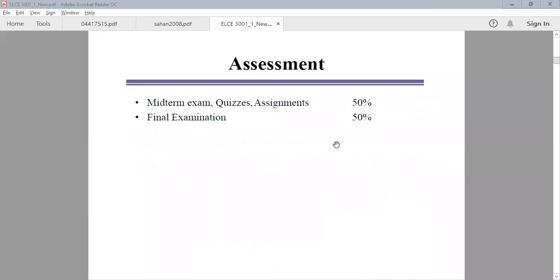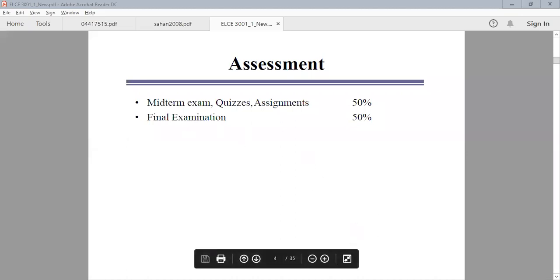Assessment of the course: midterm exam, quizzes, and assignments 50%, and final examination 50%. This may change. What I mean by quizzes and assignments also includes the attendance. Okay? So far, is it clear? No questions?